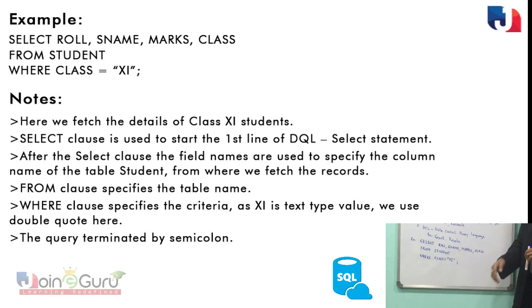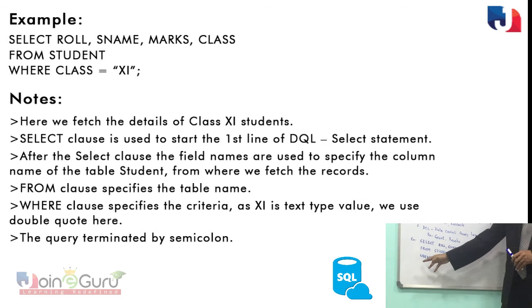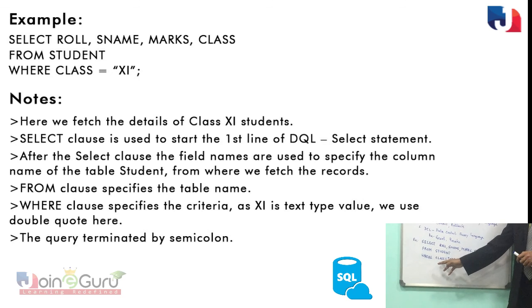And the table name, if your table name is student, then the next clause is from. So from student. This is the second statement of the select query. These two statements are compulsory for a select query. And the third one is the where clause. It is used to specify the criteria. The user requirements, and which data you want to fetch from your table, are maintained with this where clause. Here I use the criteria class 11.